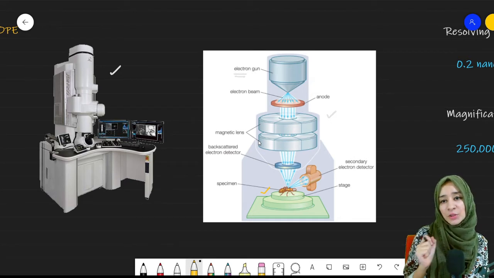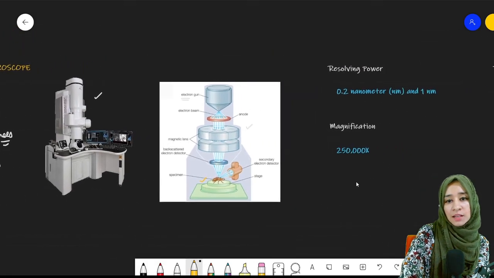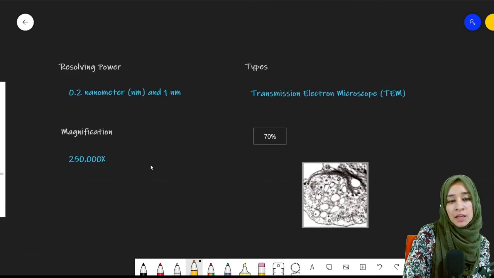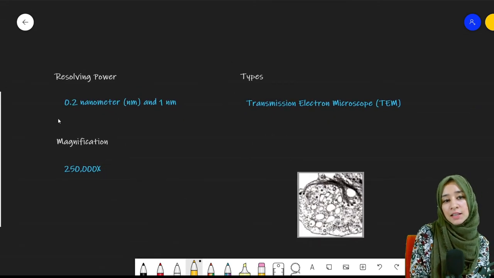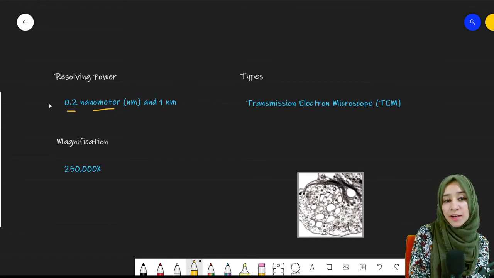Its magnifying power is much larger as compared to the light microscope. When we talk about the resolving power of the electron microscope, it is between 0.2 nanometer and 1 nanometer. Below this size, it won't be able to show the object clearly, right? So it is about 0.2 to 1 nanometer.